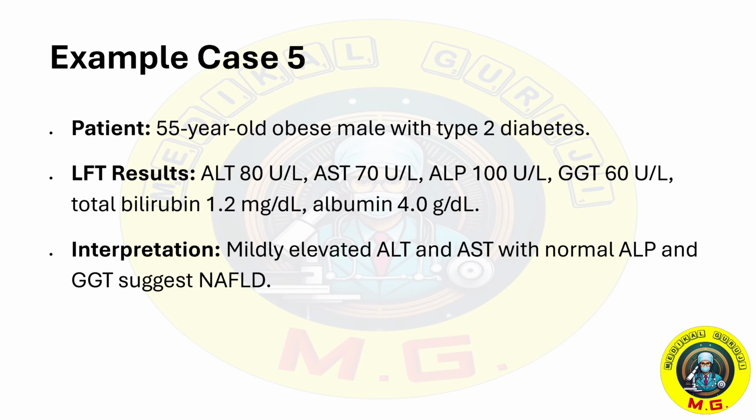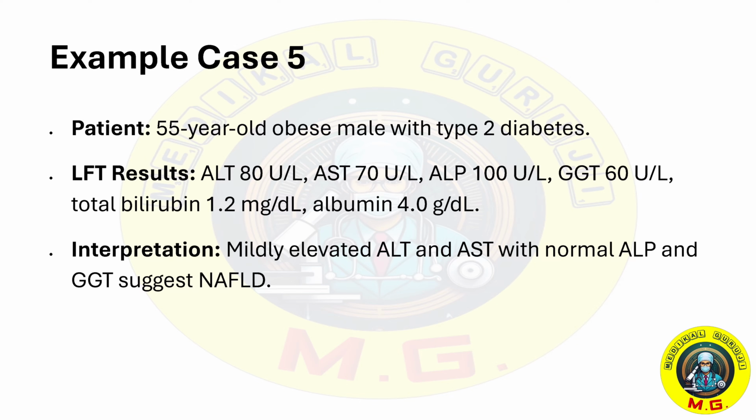One more example for your homework. A 55-year-old obese male with type 2 diabetes has LFT results ALT 80 units per liter, AST 70 units per liter, ALP 100 units per liter, and GGT level 60 units per liter. His total bilirubin is 1.2 mg per deciliter and albumin is 4 grams per deciliter. So interpret this and comment your answer.